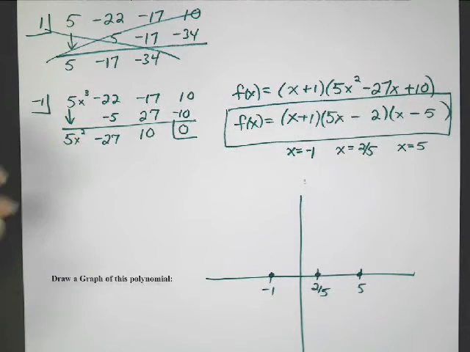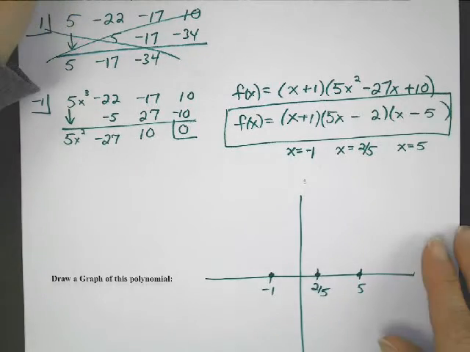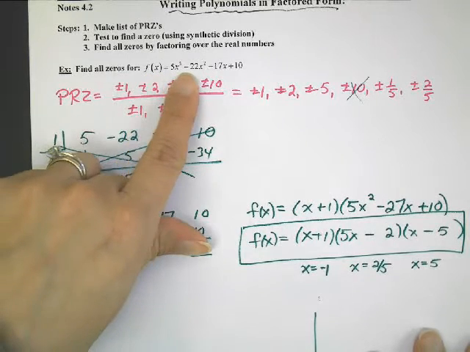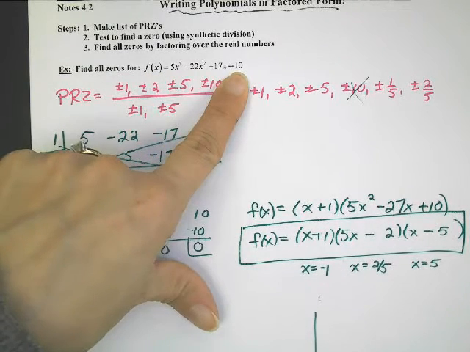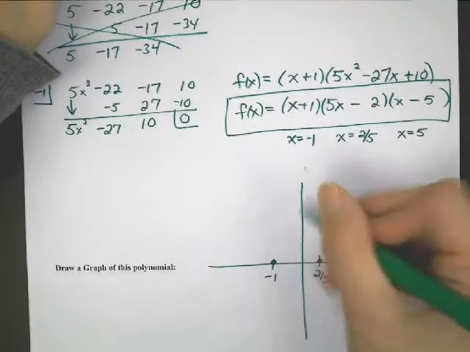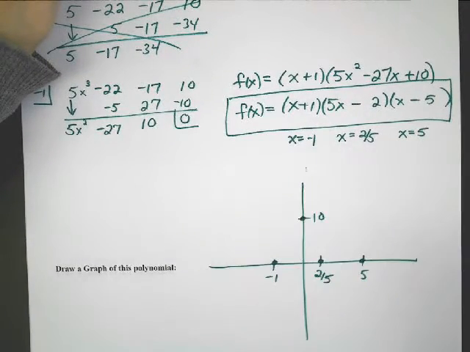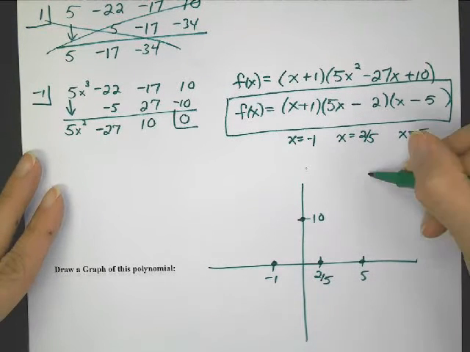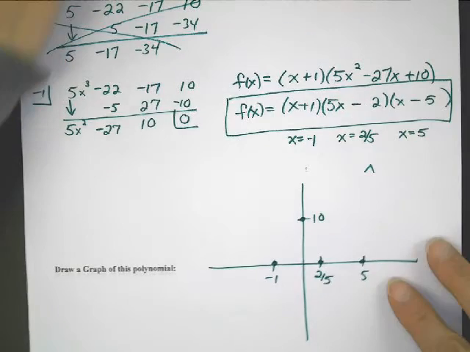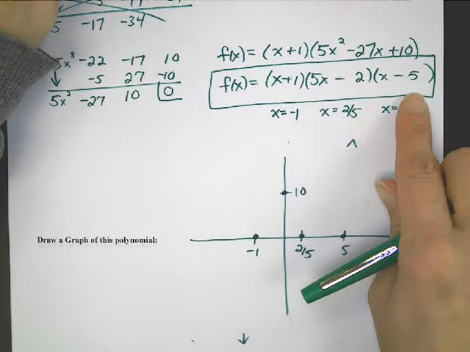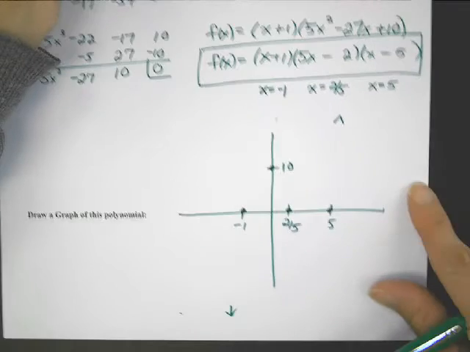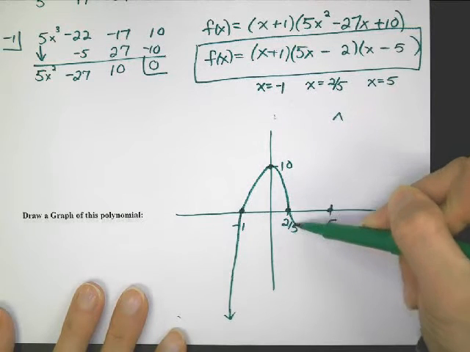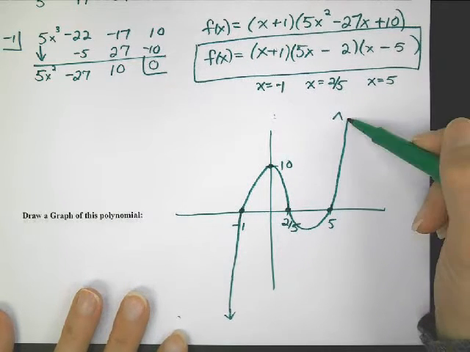How about a y-intercept? The y-intercept might be really easy if we look back at the equation in standard form right there. The y-intercept is 10. So here's 10. This is x to the third, so the end behavior is going down and up. And it seems like the multiplicity is odd for all of them. So the graph is going to cross, cross, cross, go up.